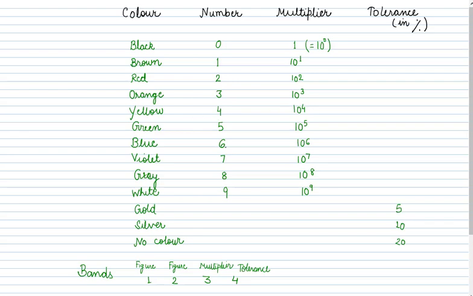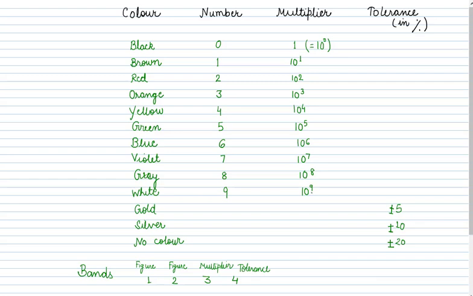So whatever is the number, we will make it 10 to the power 5, 10 to the power 6, 10 to the power 7, 10 to the power 8, and 10 to the power 9. So if you remember the number, you can simply find the multiplier by putting it in 10 to the power. And tolerance is only given for the gold, silver, and no color. Gold is having plus minus 5% tolerance, silver is having plus minus 10% tolerance, and no color is having plus minus 20% tolerance, because this tolerance is in percentage.